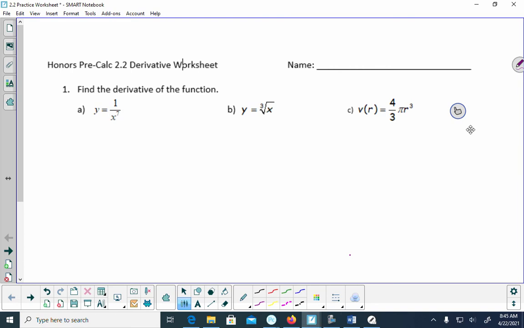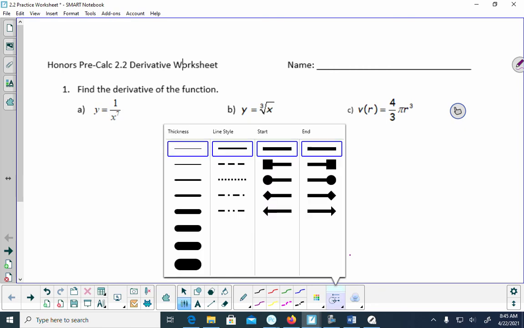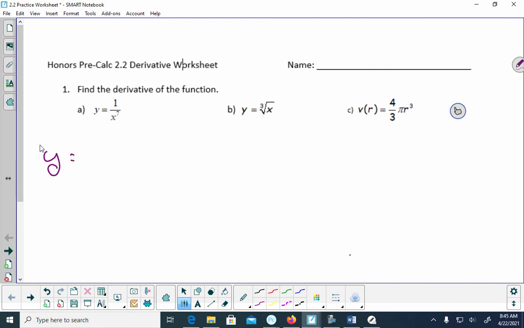So number one is asking you to find the derivative of the function. Sometimes you're going to want to rewrite the function before you find the derivative to make life a little bit easier. So for A, I'm going to rewrite this 1 over x to the 7th as x to the negative 7th. Then I'm going to multiply by the power, reduce the power by 1. Remember, your final answer has to be written with positive exponents. So my final answer is going to be negative 7 over x to the 8th.